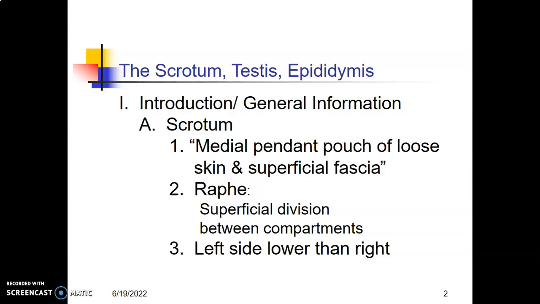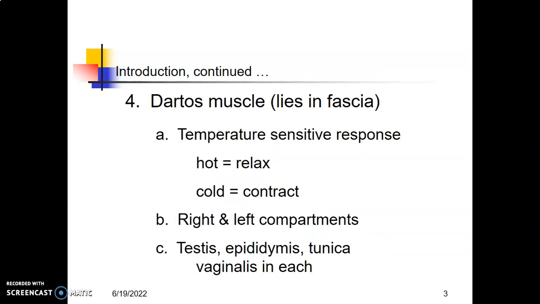Let's begin by discussing the scrotum. The scrotum is a medial pendant pouch of loose skin and superficial fascia. You have right and left scrotal pouches, and at the center the two of them unite at a raphe, which is a superficial division between the right and left compartments. The left scrotum is usually lower than the right scrotum.